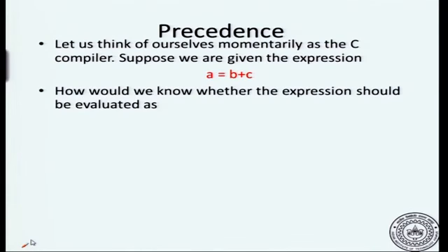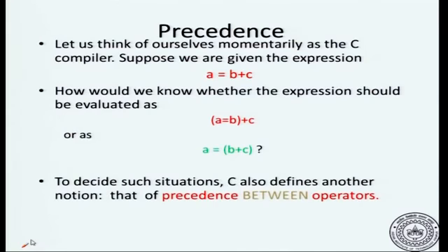Now, how do we know how to evaluate this expression? What are the two ways in which the above expression can be interpreted? The first way is you could say A equal to B and then say plus C, or you can say A equal to B plus C. To decide which of the above possibilities to really do, C also defines what is known as a precedence between operators.